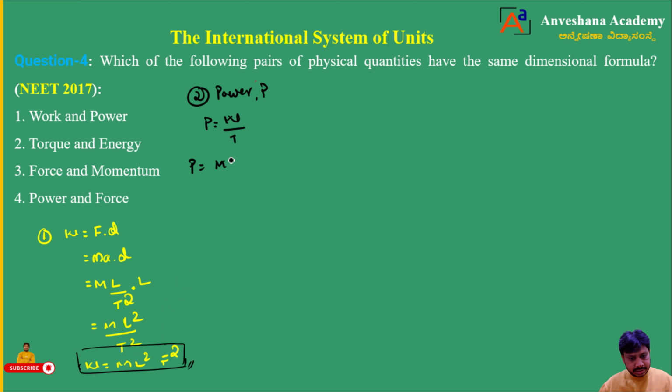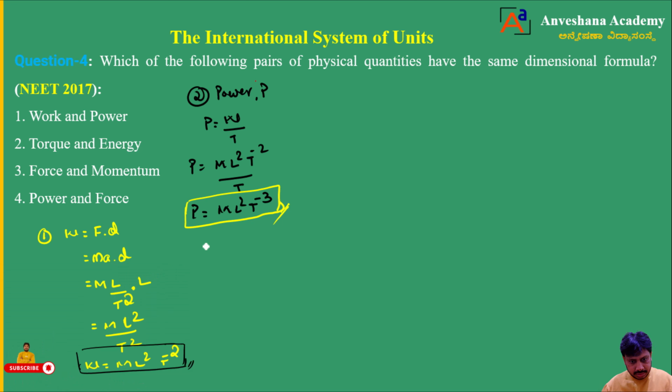That is M L square T to the power of minus 2, divided by T. So capital P is equal to M L square T to the power of minus 2, and one more T is at the denominator. Taking it to the numerator, it becomes M L square T to the power of minus 3. This is the dimensional formula for power. So the second one is power.